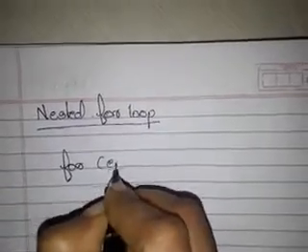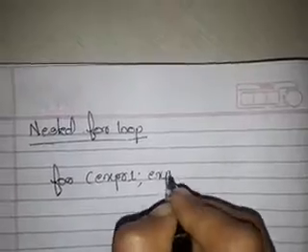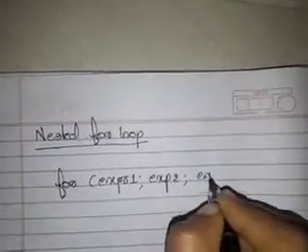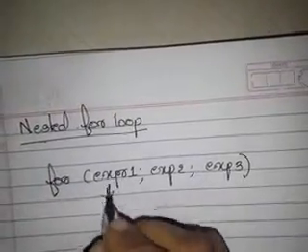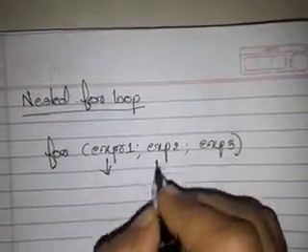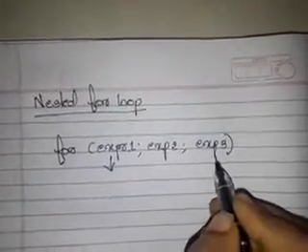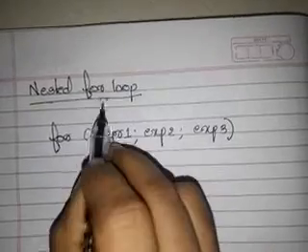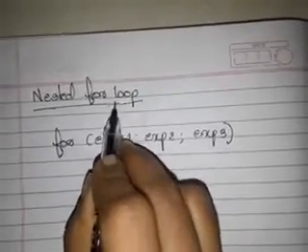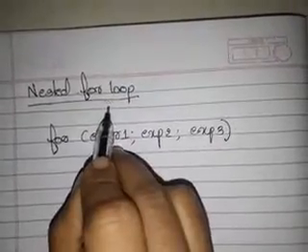For (expression 1; expression 2; expression 3). Expression 1, we know, stands for initialization. Expression 2 is for the conditional expression and expression 3 is for updating. So then what is a nested for loop? A nested for loop is nothing but keeping one for statement inside the other for statement.